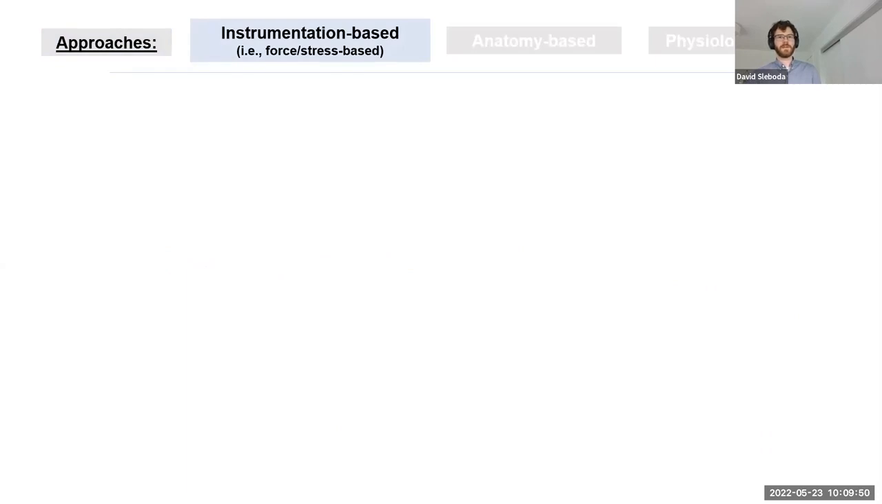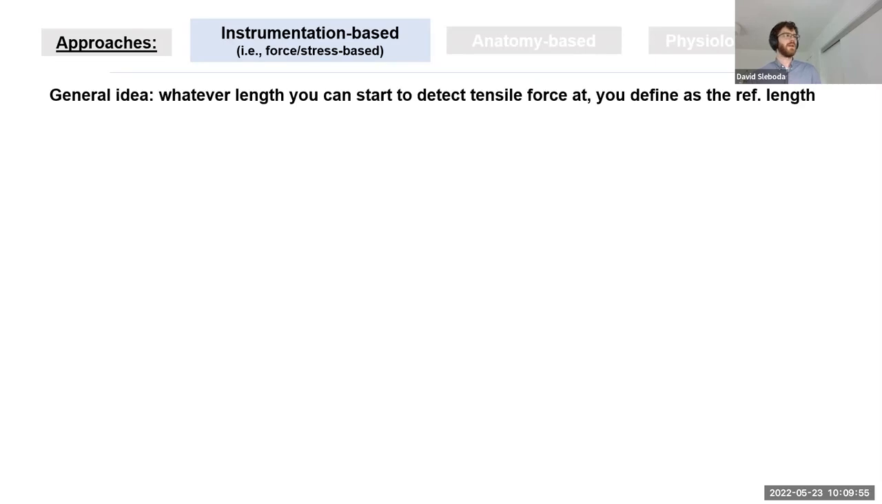Okay, so the first option of three that I'll cover is using an instrumentation-based approach. And the general thought behind this is that, well, hey, I'll put my sample up on the rig, and whatever length I can start to detect tensile force at, I'll call that my reference length. I'll define it as the reference length.